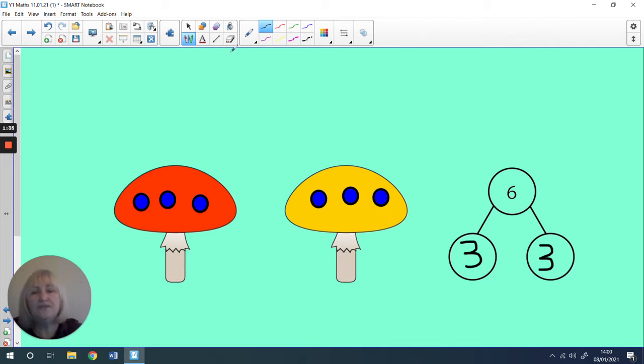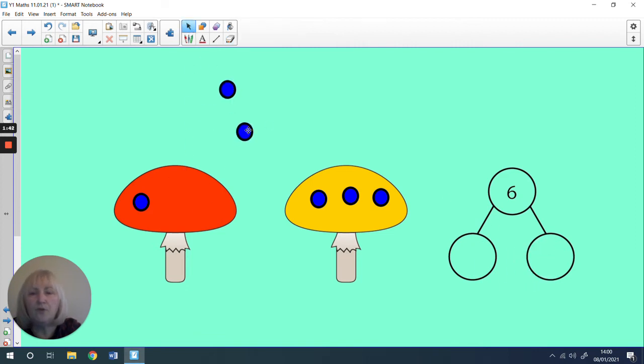You might have thought of a different way. So let's rub out those 2 amounts and let's move the spots back up here. And I want you to tell your grown-up, how many spots would you put on the red toadstool and how many would you put on the yellow? So pause the video and have a little think what you would do.